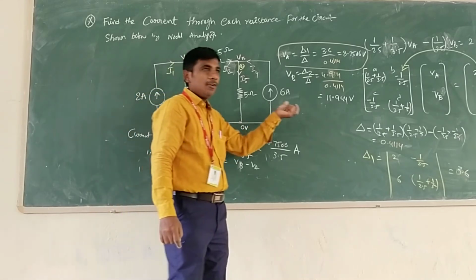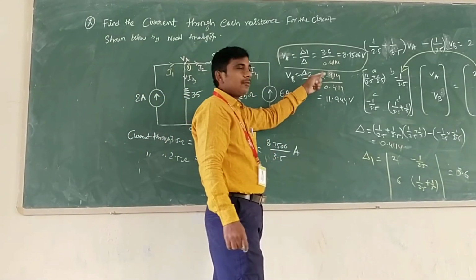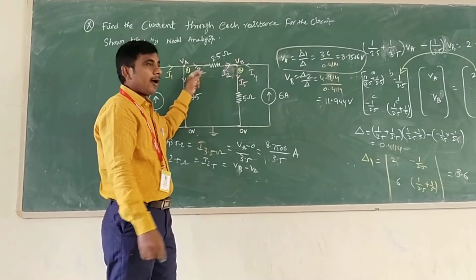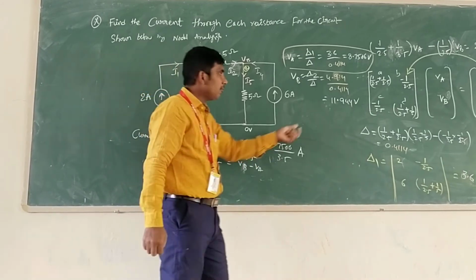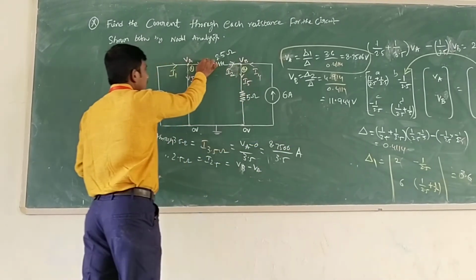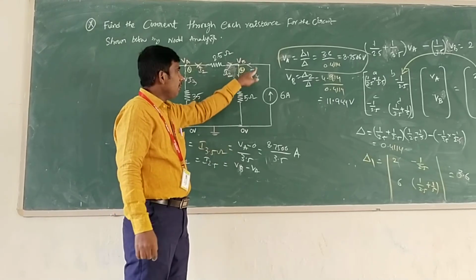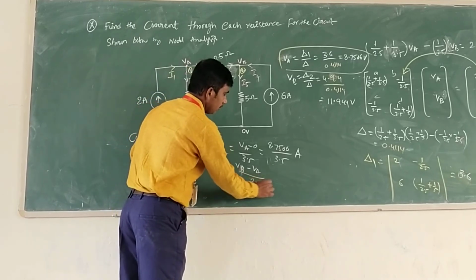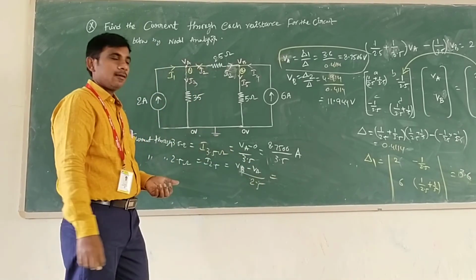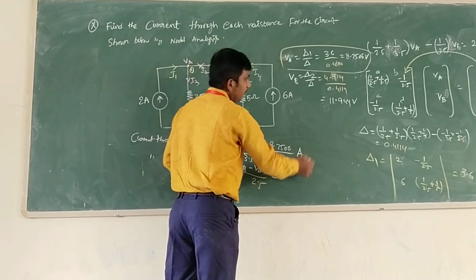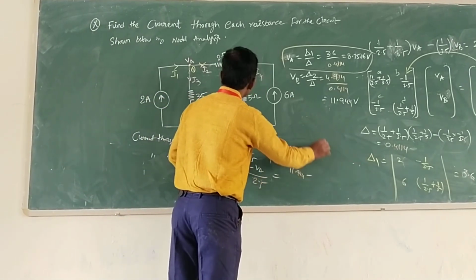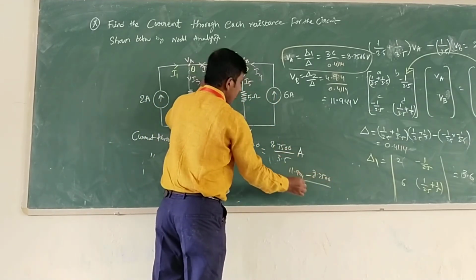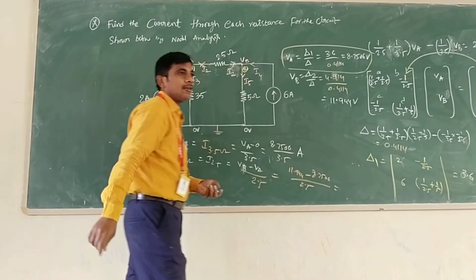Which is bigger? We have to take the difference, the higher minus the lower, because current always passes from higher potential to lower potential. If you got the answer where V is higher, then current direction will be different. For 2.5, VB minus VA by 2.5, VB is 11.944 minus VA is 8.7506 by 2.5. You get some answer. That is the current.